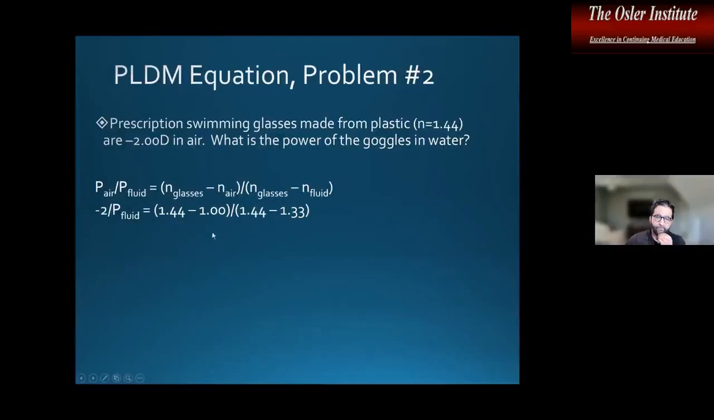So we're going to do 0.44 divided by 0.11. So we're going to get 4 over here. So -2 divided by P equals 4.